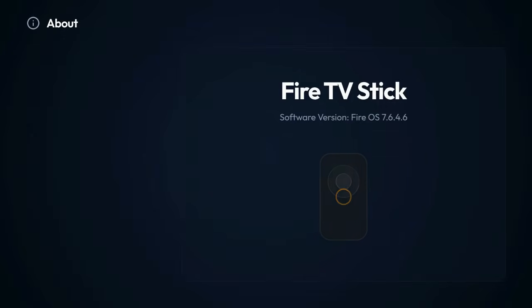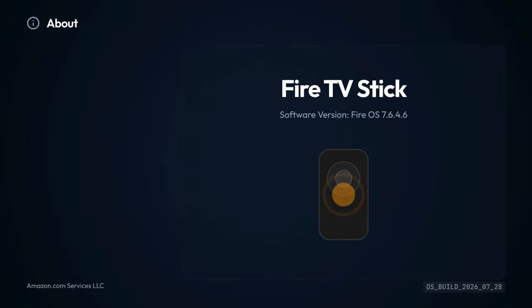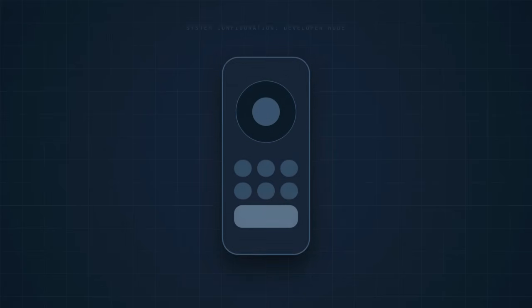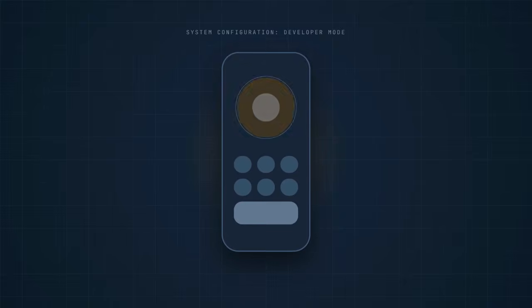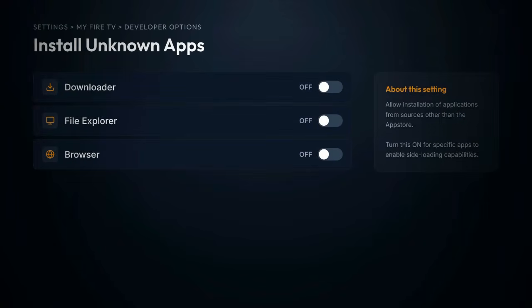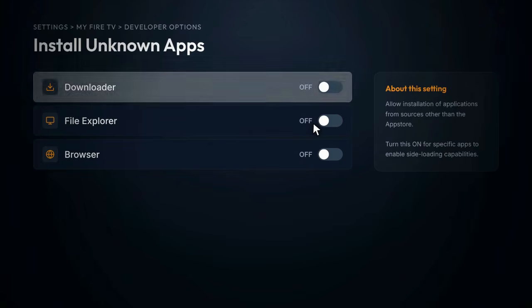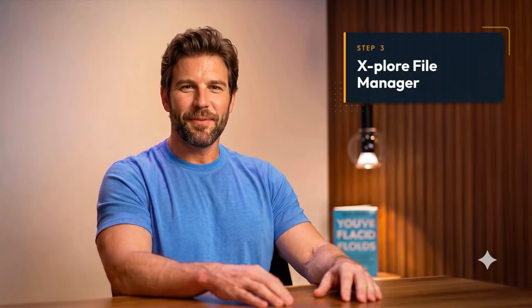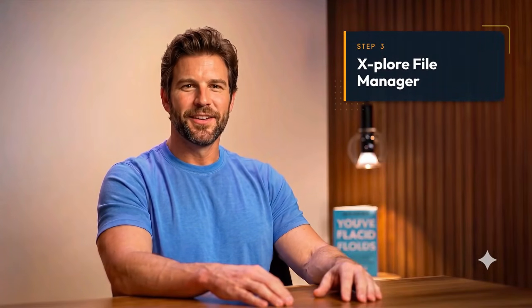If you do not see developer options listed, simply click on About, highlight your Fire TV stick name, and rapidly press the Select button on your remote 7 times until a notification says you are a developer. Go back one screen into Developer Options, click on Install Unknown Apps, and make sure the downloader application is toggled to On. Step 3 is downloading the file management tool needed for this setup.